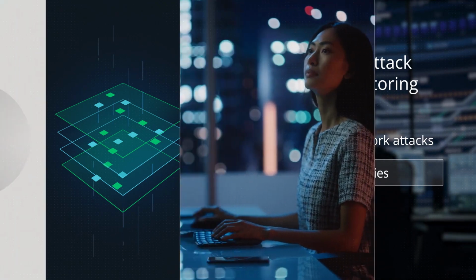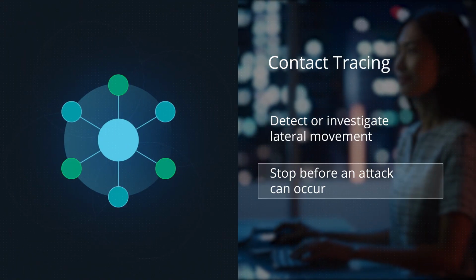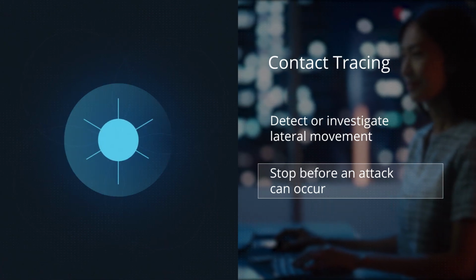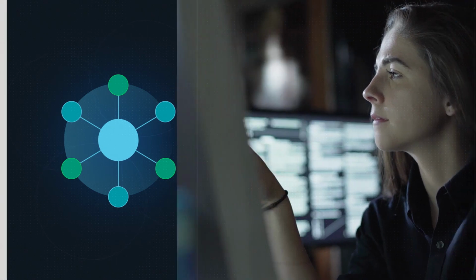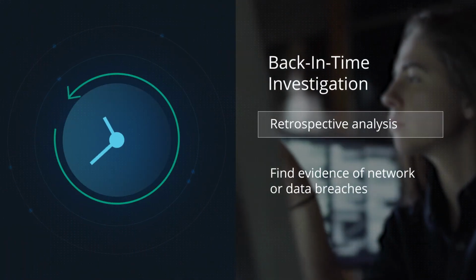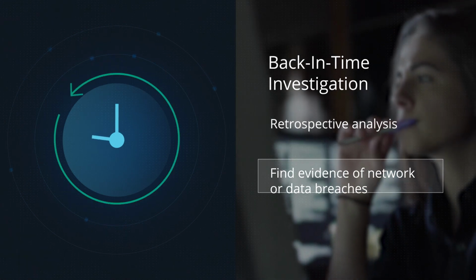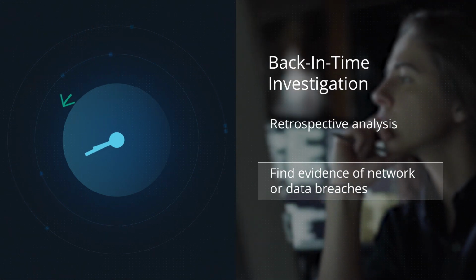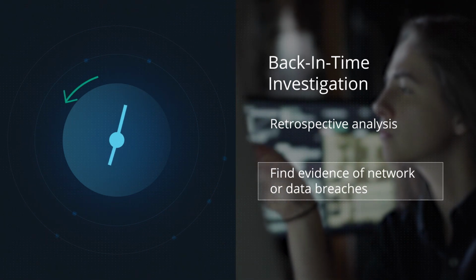With contact tracing, you can detect or investigate short-term lateral movement and stop attackers before a data breach or ransomware attack can occur. And finally, with back-in-time investigation, we provide you with the ability to conduct longer-term, retrospective analysis to find evidence of network or data breaches that may have occurred over a year in the past.